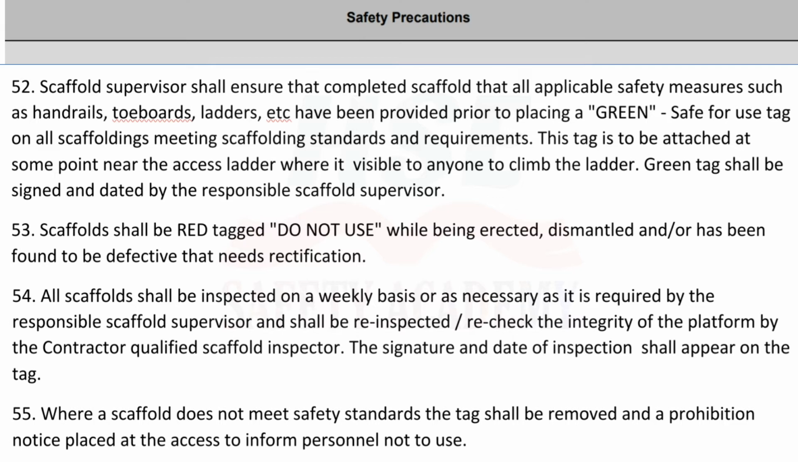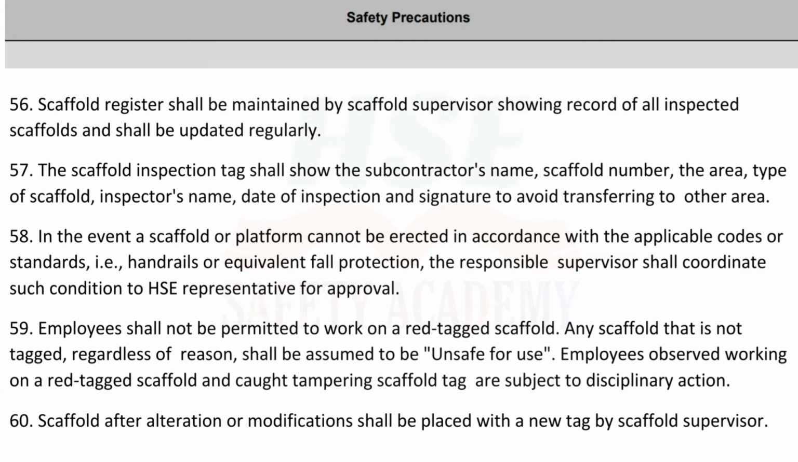54. All scaffolds shall be inspected on a weekly basis or as necessary as required by the responsible scaffold supervisor and shall be re-inspected. Check the integrity of the platform by the contractor qualified scaffold inspector. The signature and date of inspection shall appear on the tag. 55. Where a scaffold does not meet safety standards, the tag shall be removed and a prohibition notice placed at the access to inform personnel not to use.